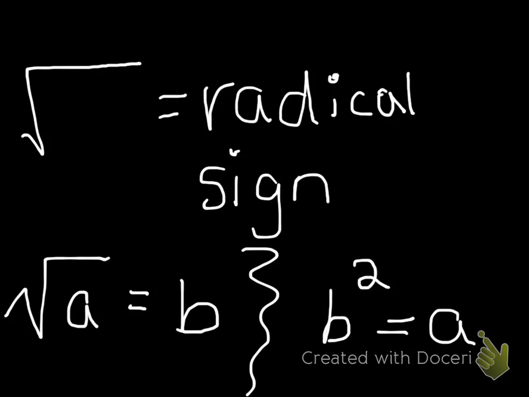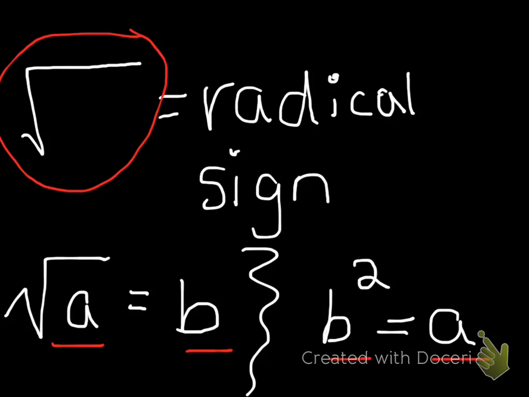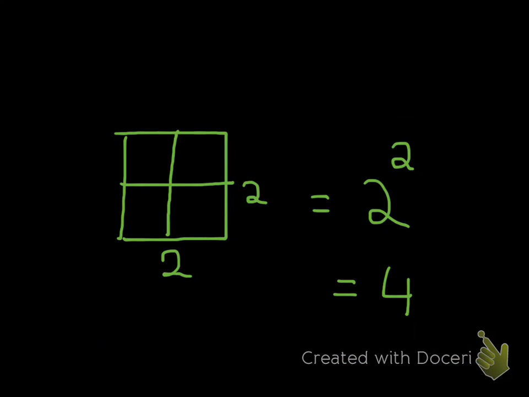So let's get some basic fundamentals down. We will refer to this as the radical sign, or the square root of a number. And if the square root of A is equal to B, then B squared is equal to A. So square roots and squaring numbers often appear in area problems.